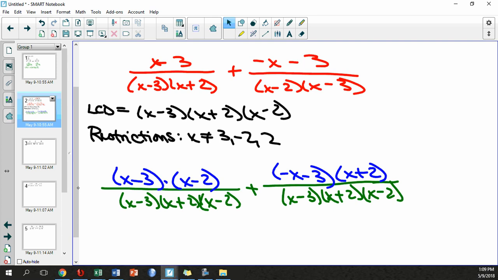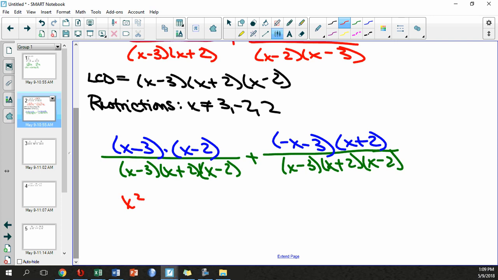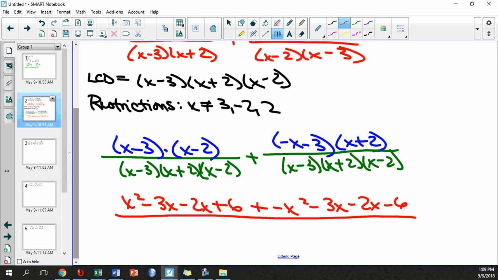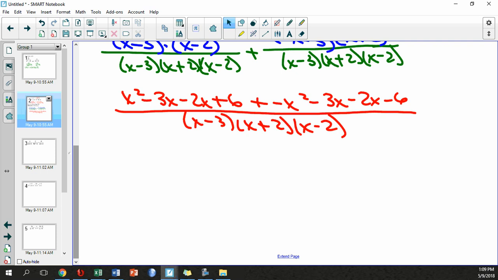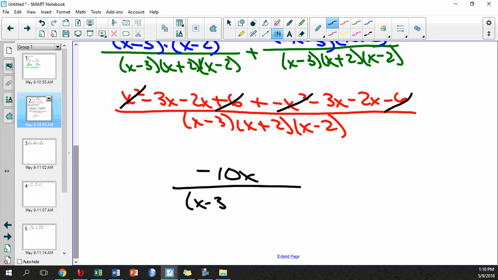And if you FOIL, you're going to get an x squared minus 3x minus 2x plus 6 plus negative x squared minus 3x minus 2x minus 6 all over your denominator, x minus 3, x plus 2, x minus 2. X squareds cancel out, the 6's cancel out. Negative 3 and negative 2 is negative 5. Negative 3 and negative 2 is negative 5, to give you a grand total of negative 10 all over this denominator. Do we understand that? Yes or no? Can I cancel anything out? No, it's done.